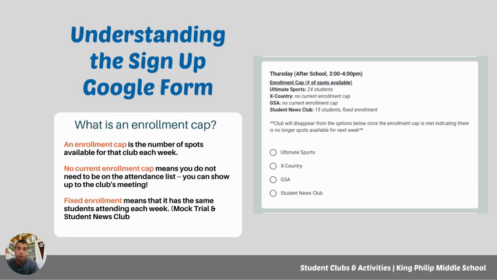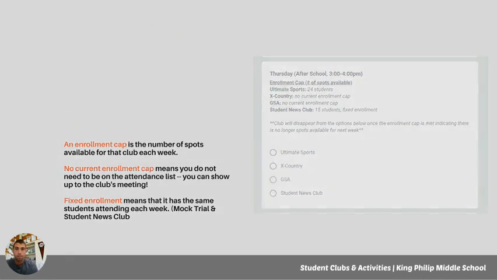If a club has a fixed enrollment, like Student News Club, that means that it's not flexible from week to week. So that means that it has the same students attending every single week. So if you're interested in joining Student News Club, you have to be part of the first 15 students and show up on the first meeting.